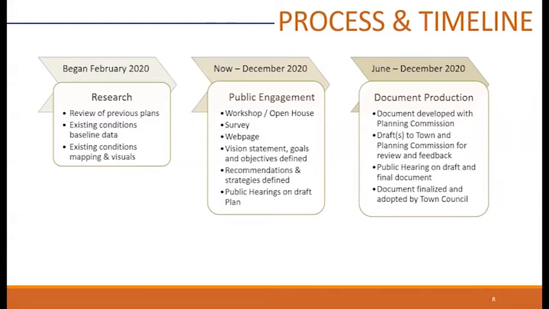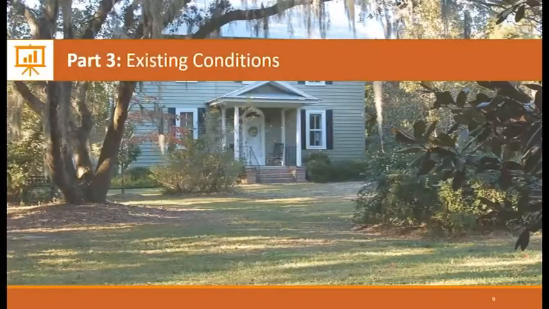Then the third phase is document production, which goes from about June through December 2020. The document is developed with the Planning Commission. Drafts of it go to the town staff and Planning Commission for review and feedback along the way. We will hold, again, public hearings on the draft and the final document, and the document will be finalized and later adopted by Town Council.